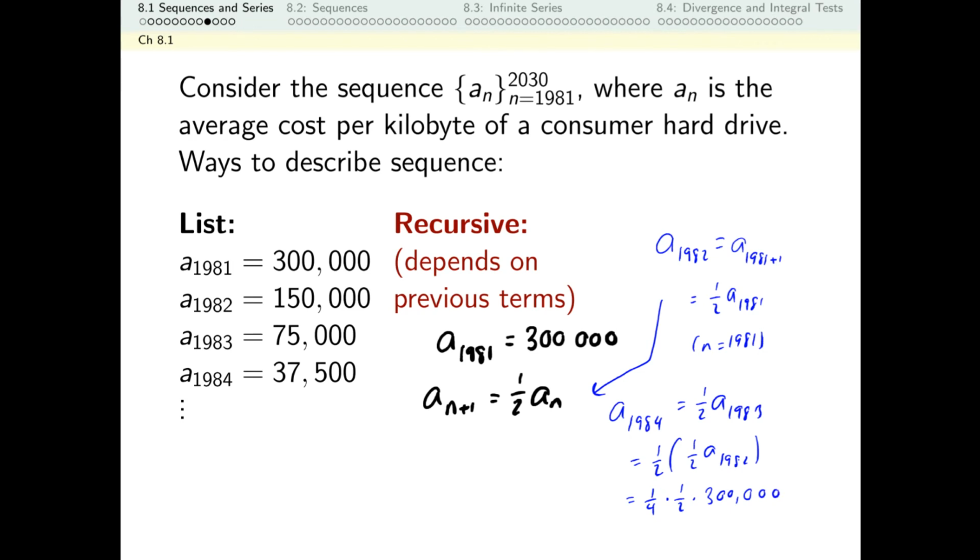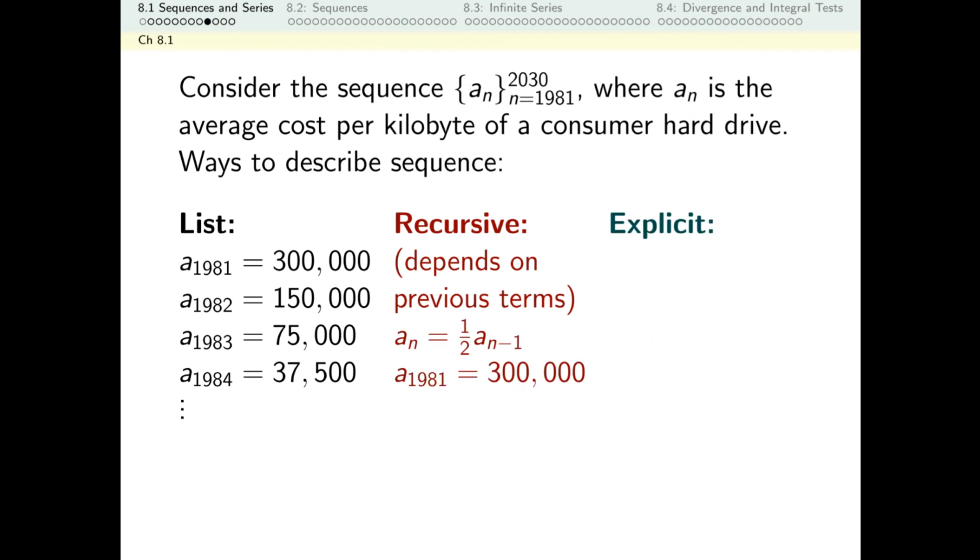Recursive definitions are often easy to come up with when you're trying to model behavior. It's often somewhat natural to say, well, if I know what happened in the last step, I can figure out what happened in the next step. But as we saw, they can be a little bit hard to work with because you have to one by one determine all of your terms, and you can't just skip to saying, well, what's A 2020 going to be? The counterpart to a recursive definition is an explicit definition. In an explicit definition, you can just plug in n and immediately get your term.